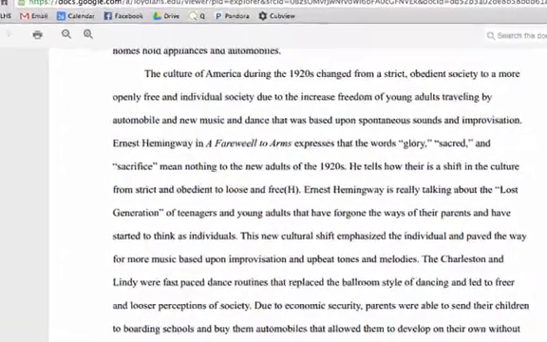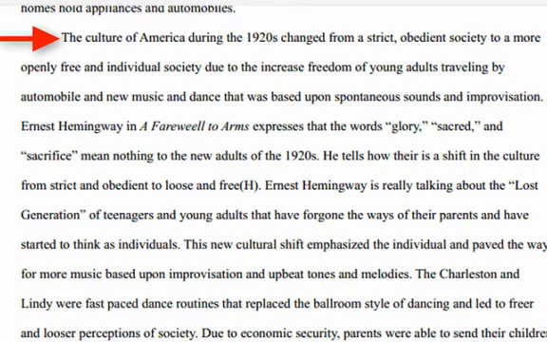The final paragraph starts with, the culture of America during the 1920s changed from a strict obedientness society to a more openly free and individual society due to the increased freedom of young adults, traveling by automobile, and new music and dance that was based on spontaneous sounds and improvisation. Okay, a few comments that I want to make on this. First off, again, the student is doing an excellent job of providing a specific topic sentence. One problem that I want to note here is how long this sentence is. This sentence could be made a lot more concise and a lot more direct in order to make the point in a very quick and very specific way for the reader.